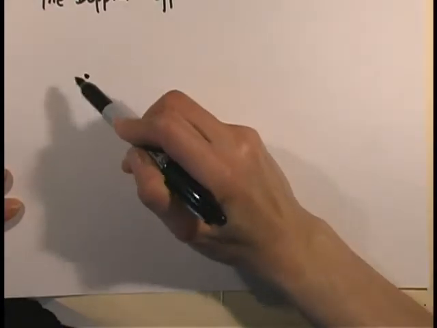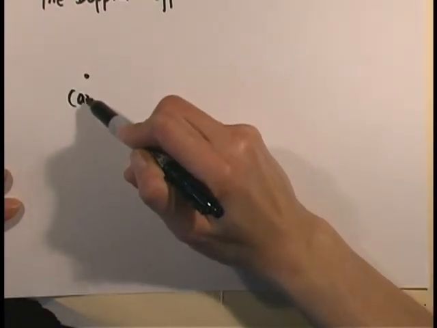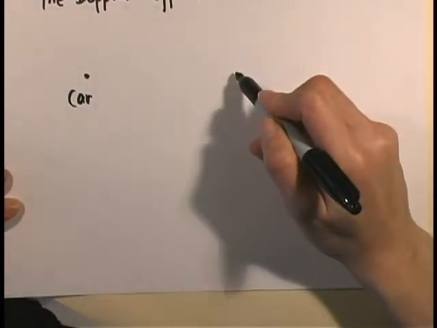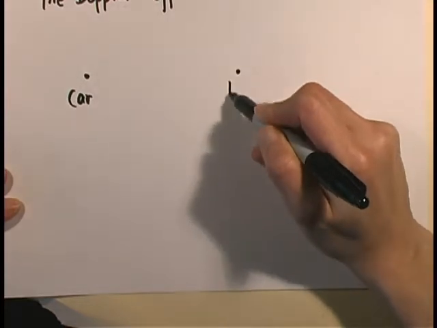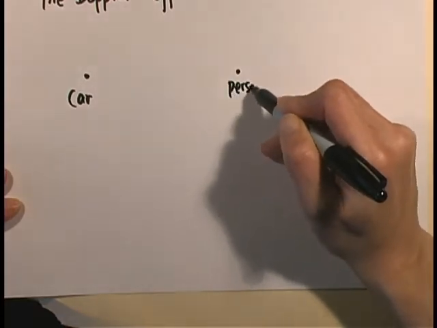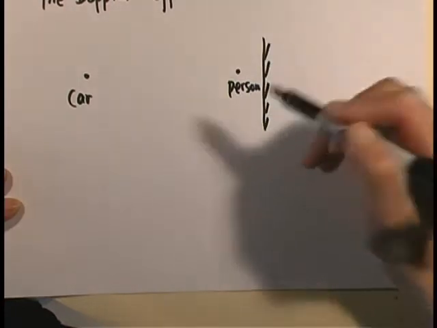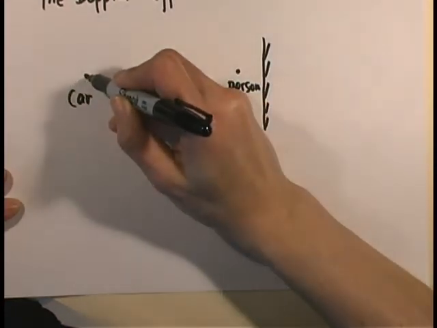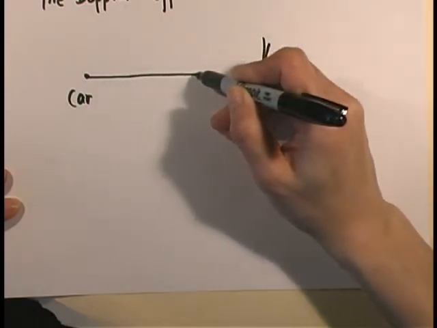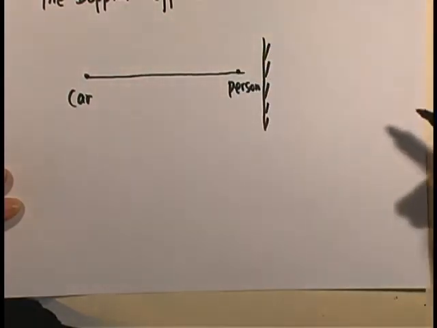Now let's take a look at a Doppler effect problem. For example, we have a car here, and we have a person here. The person's near a wall, and the connection between car and person is perpendicular to the wall, say for example.